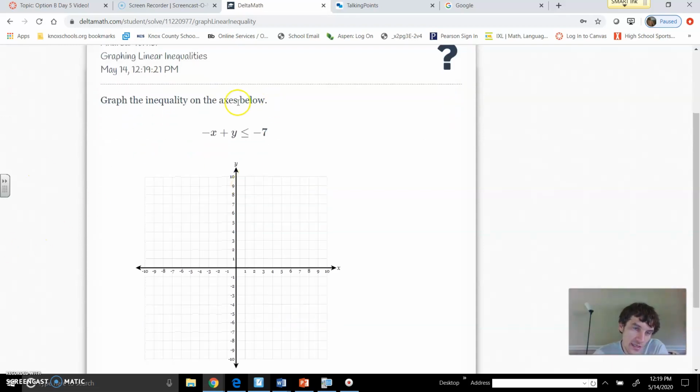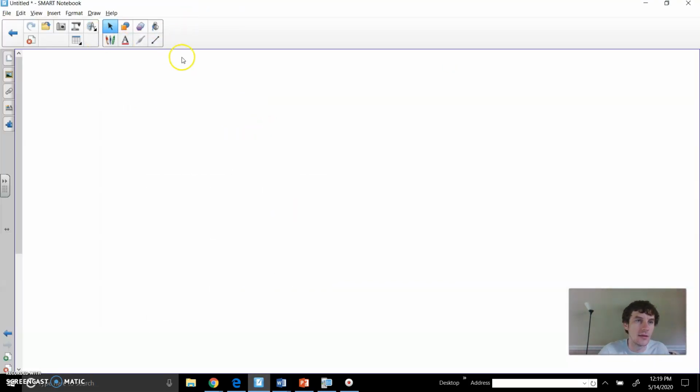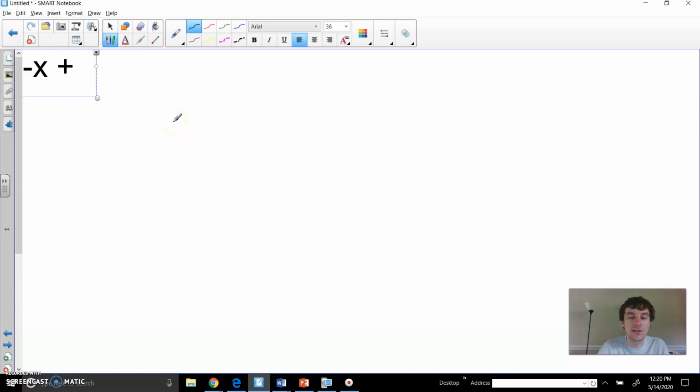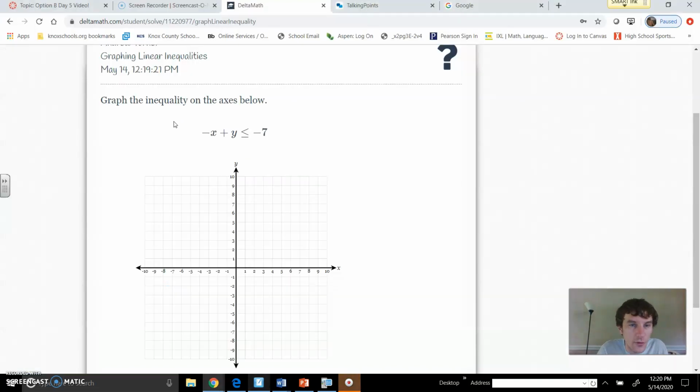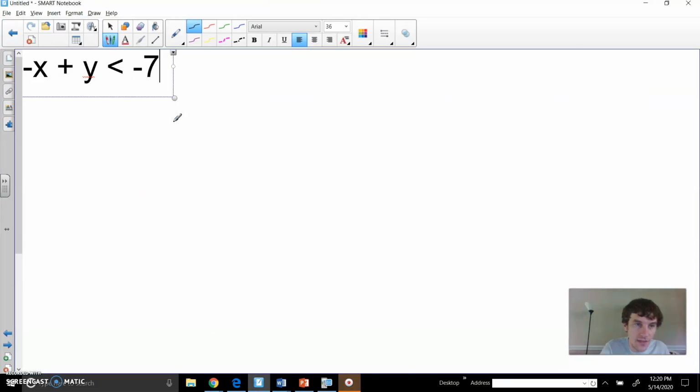So the first thing we want to understand is that this is not really in the best graphing form as it sits currently. We really want only y by itself. So this negative x, I'm really wanting to add that x over to the other side. So I'm going to use my little pen here. We had negative x plus y, less than or equal to -7. And this was also or equal here.